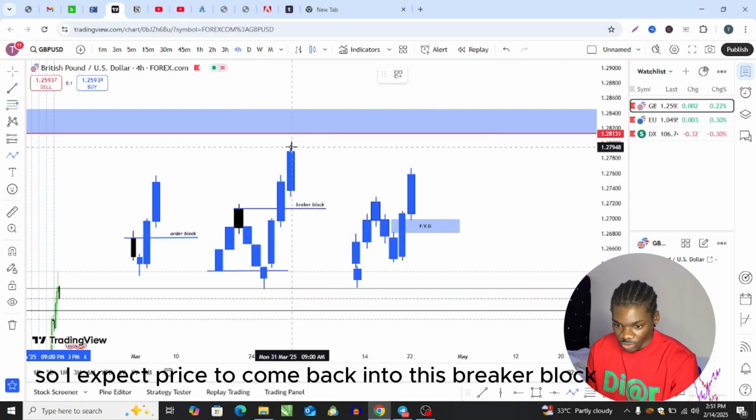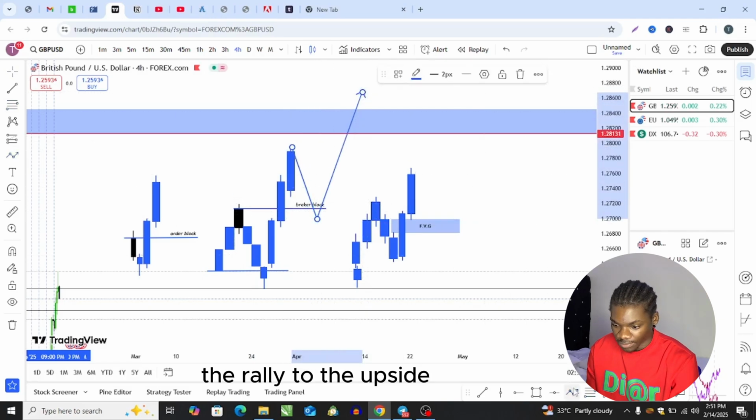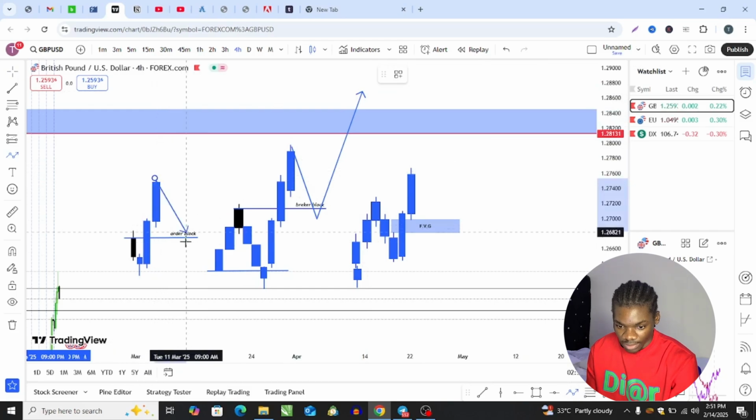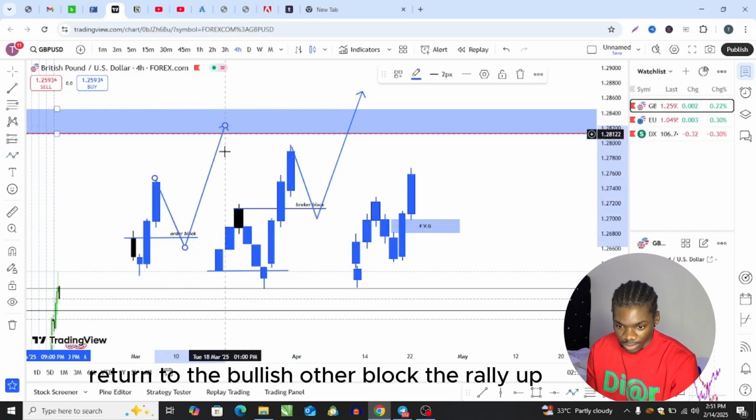So I expect price to come back into this breaker block, then rally to the upside. Same thing with this bullish order block. Price will come back, trade into the bullish order block, then rally up.